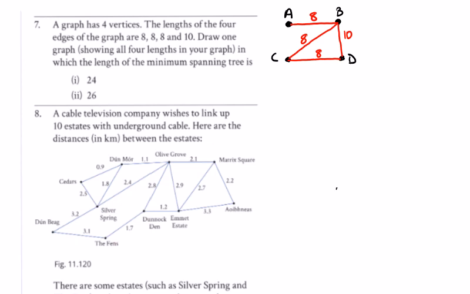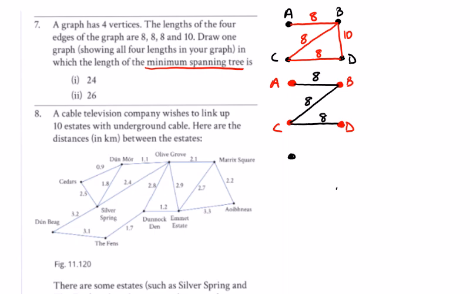And we want a minimum spanning tree where this is 24. Well, that's just the 3 eights. A, B, C, and D. We need to connect them all with no loops. So we connect A to B, B to C, and C to D. They're all 8.